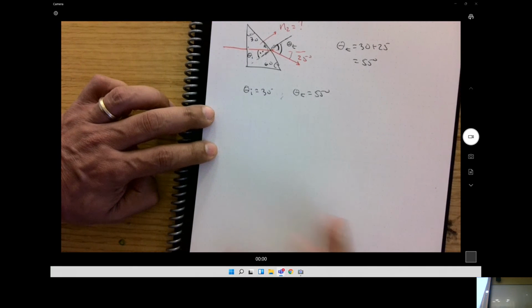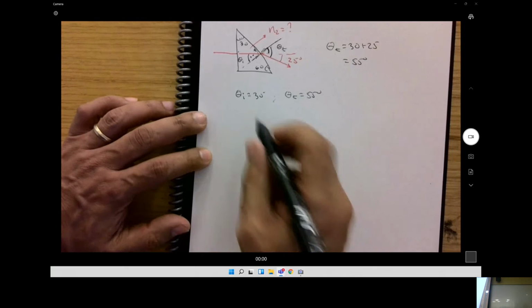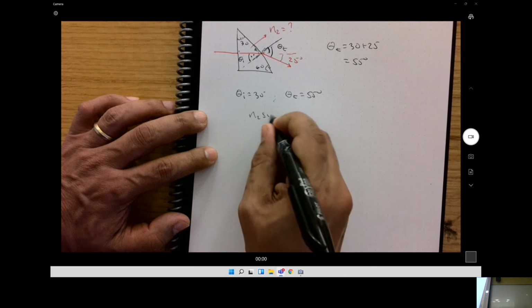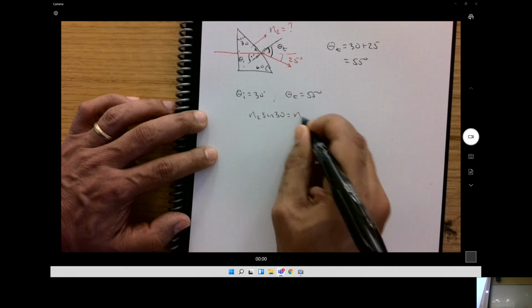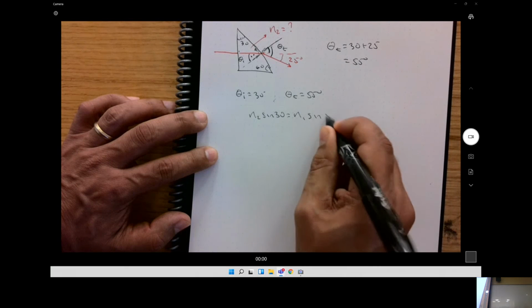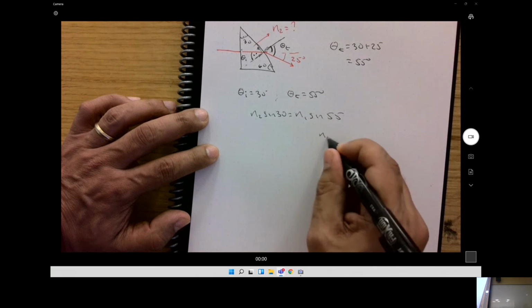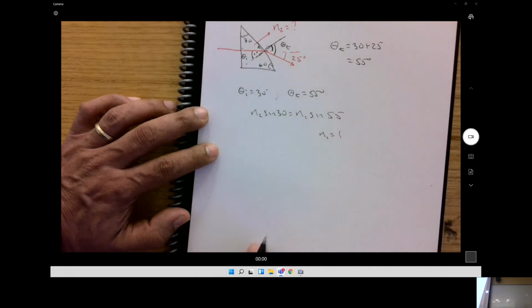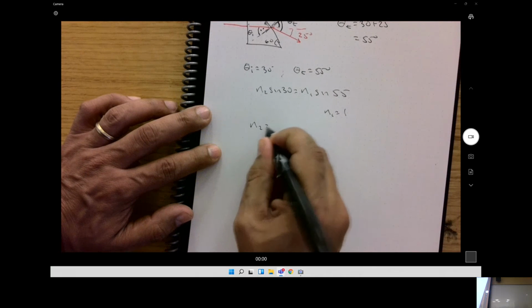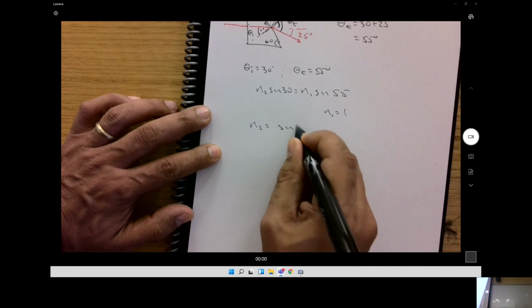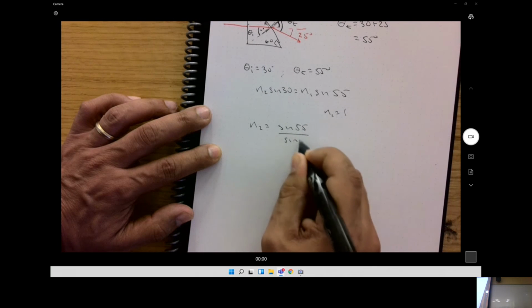Okay, and now that you have the two angles, you can apply Snell's law. So N2 sine of 30 is going to be equal to N1 sine of 55. And N1 is going to be air, and N2 is what we want to find out. So N2 will be sine of 55 over sine of 30.